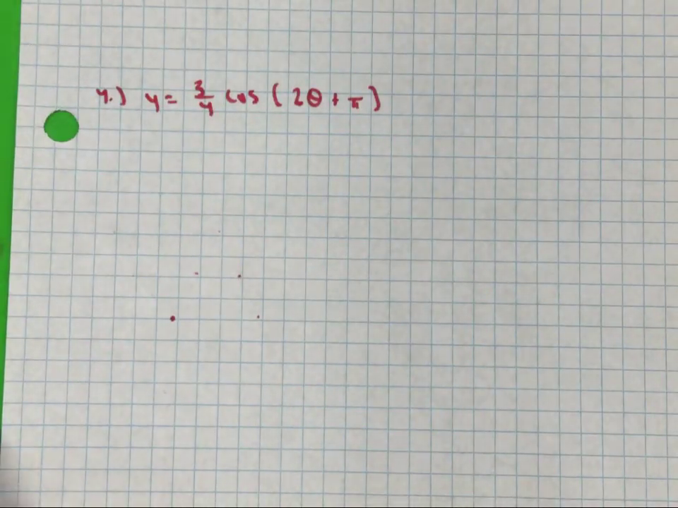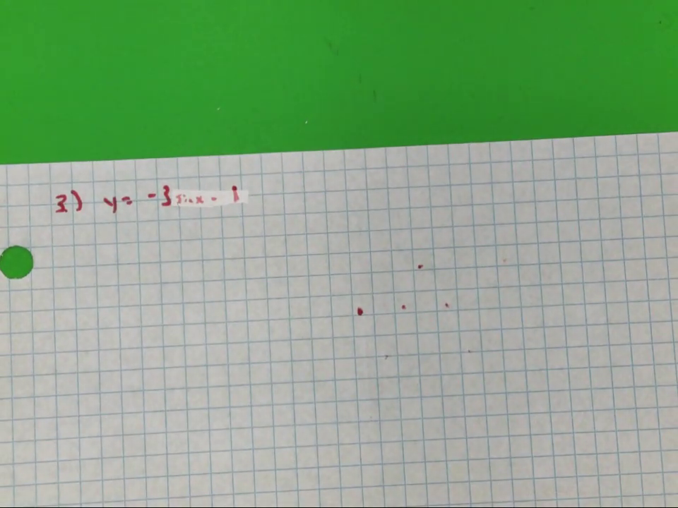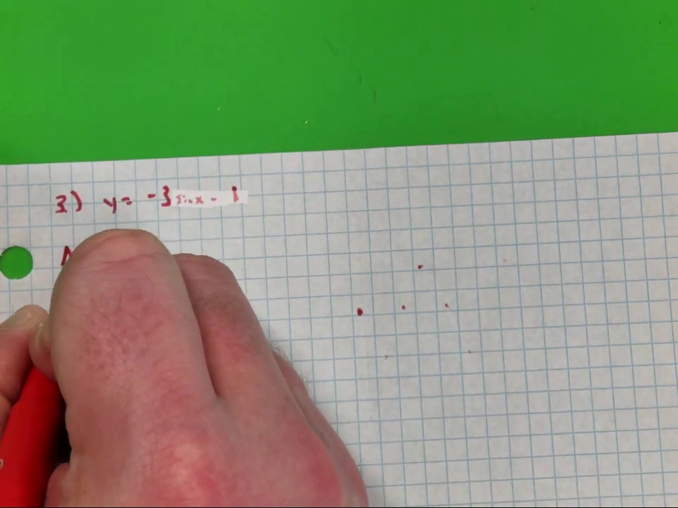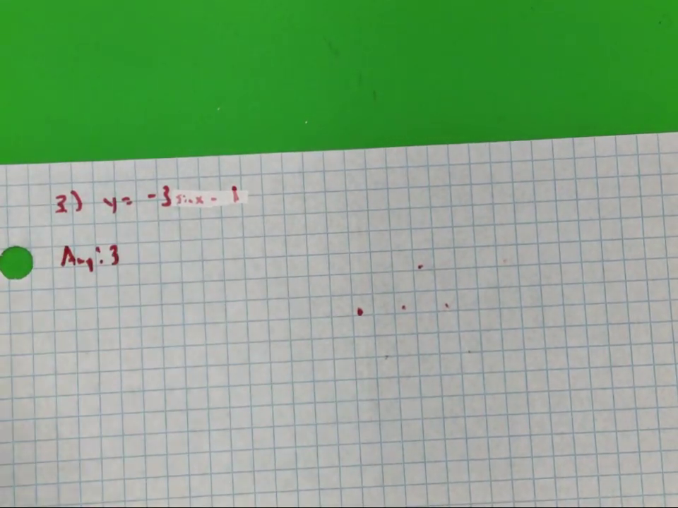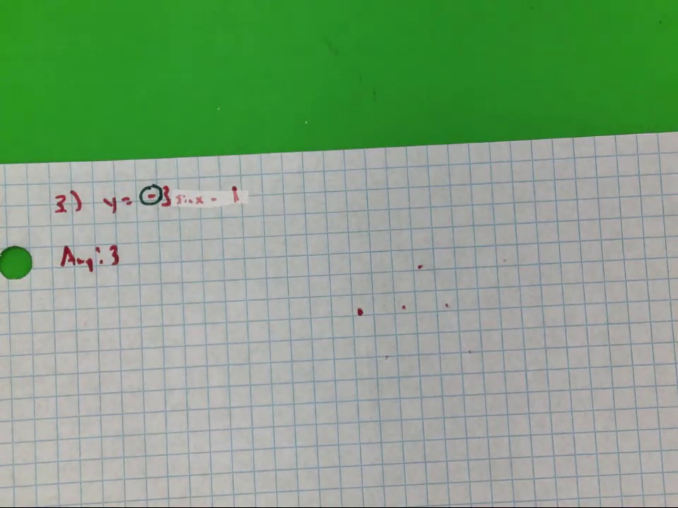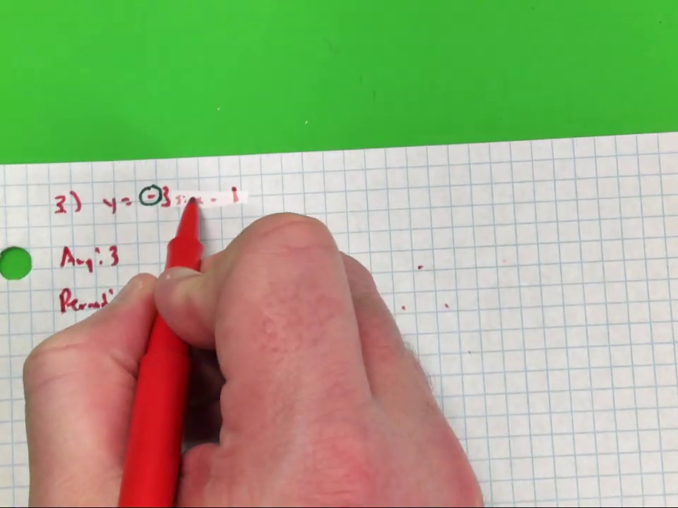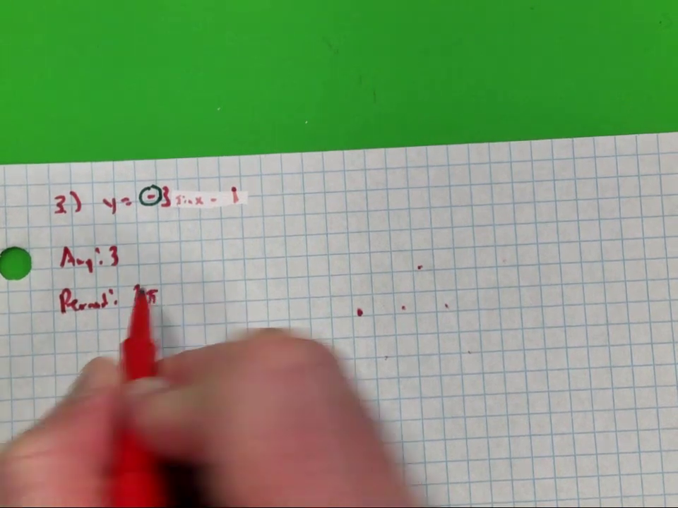All right. Let's look at number 3. Y equals negative 3 sine x minus 1. What's my amplitude? 3. Let's circle this to remember. I'm going to have to do some kind of reflection. What's my b value here? 1. It's in front of that x, so 2 pi divided by 1 is 2 pi.